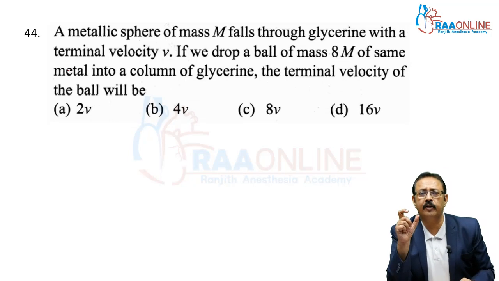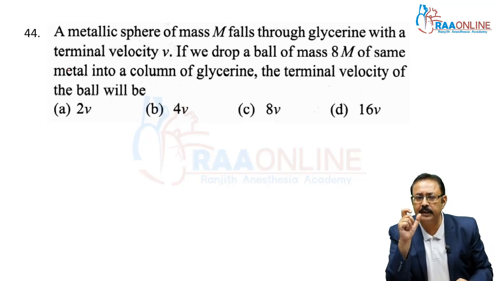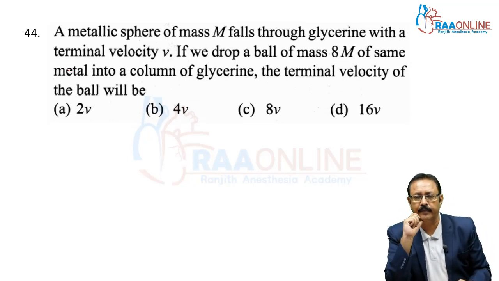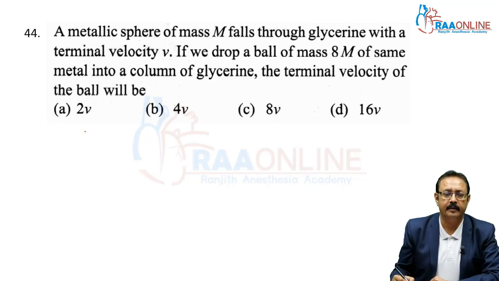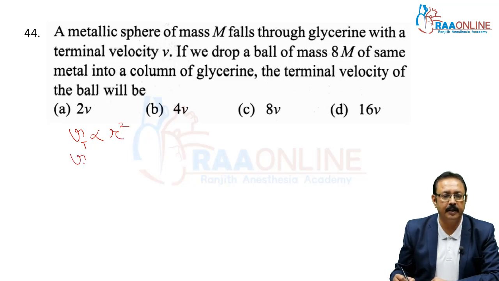A metallic sphere of mass m falls through glycerine with a terminal velocity v. If we drop a ball of mass 8m in the same liquid column, terminal velocity will be, same thing, terminal velocity is directly proportional to radius square. So you only have to find, terminal velocity and radius square, this ratio should be constant.